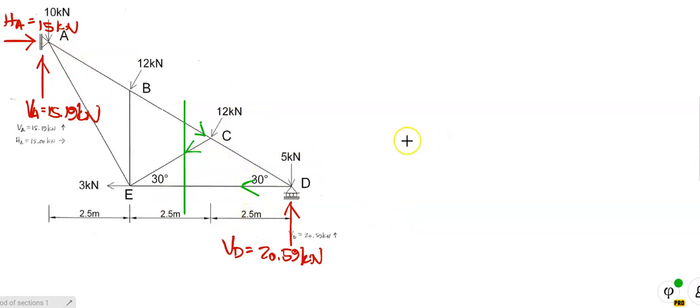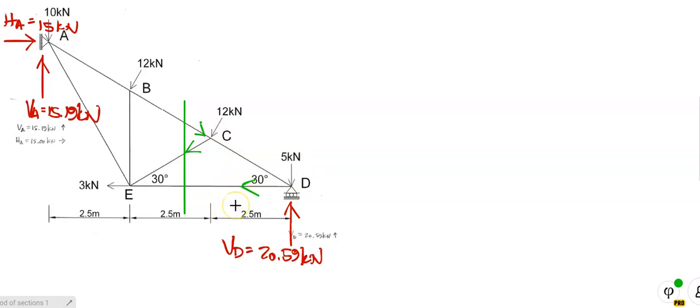Okay, when I say forces, I mean if I'm considering forces to the right side of the section, I'm considering the applied loads only, the reactions, and the forces in the unknown members there. I'm not considering forces in CD. I'm only considering forces 12, 5, 20.59, BC, EC, and ED.